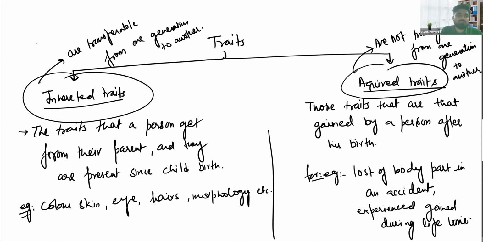Let's move further. Now, what is a gene? A gene is the functional unit of DNA that codes for a protein. Whatever function a cell is going to perform is stored in the nucleus in the form of DNA, in terms of genes. So a gene is a functional unit of DNA.